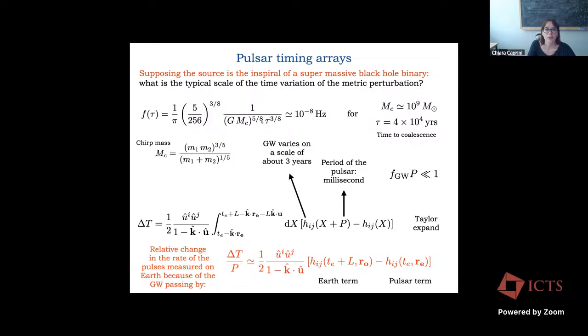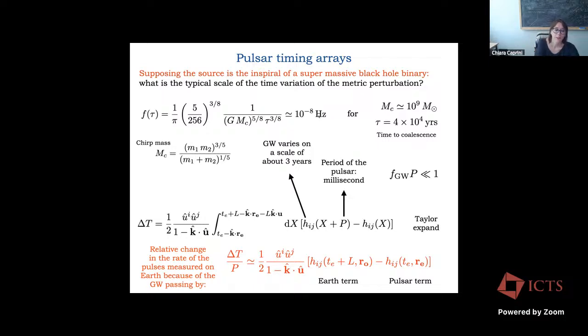Okay, so based on this relation, let's suppose, as we said, that we want to consider the spiral of a supermassive black hole binary, for a chirp mass of the order of 10^9 solar masses, and a system which is far away from coalescence. So the time to coalescence, we fix it to 10^4 years. With this kind of combination, we fall into the nanohertz regime, or 10^-8 hertz. So that's exactly the frequency range of detection of pulsar timing arrays.